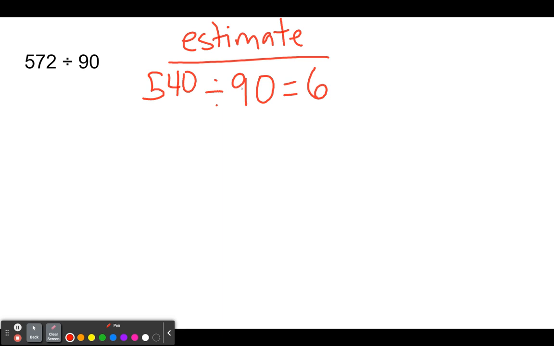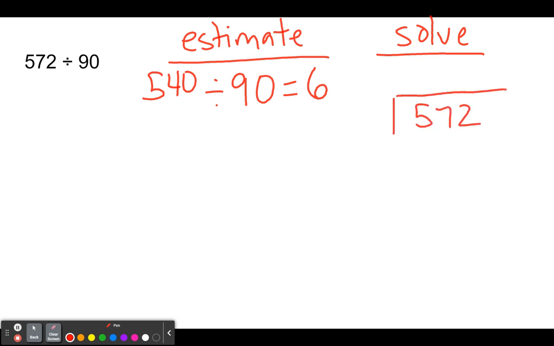So I can expect that my actual answer is going to be around 6. My actual quotient in my actual problem is going to be around 6. So let's go ahead and solve using our long division, our standard algorithm. So we have 572 as our dividend, and I'm going to go ahead and divide that by 90.